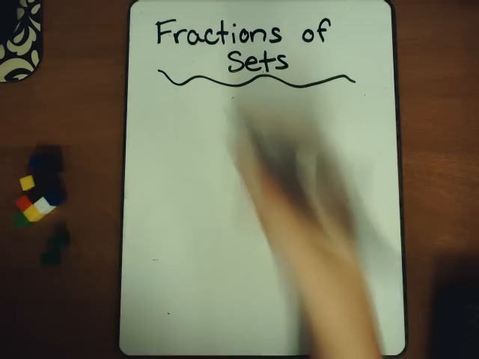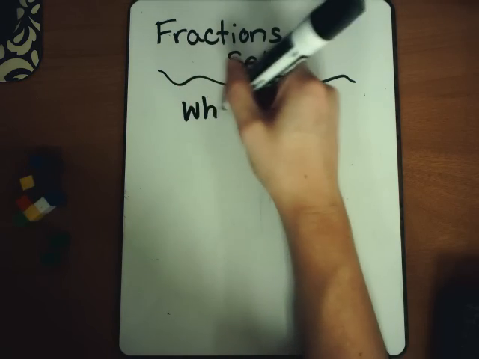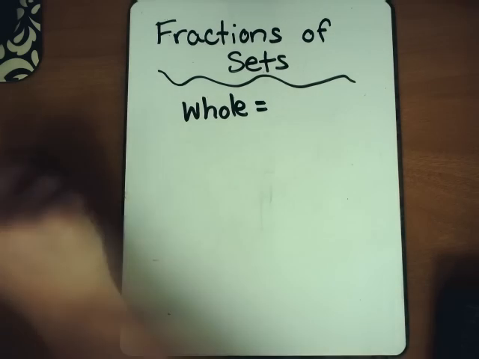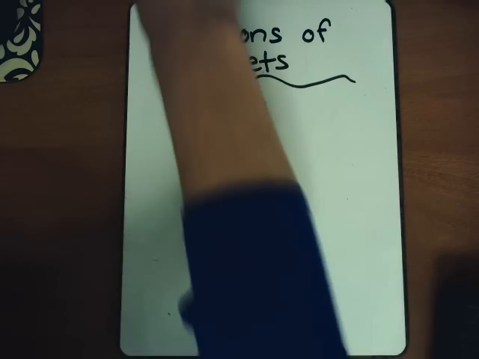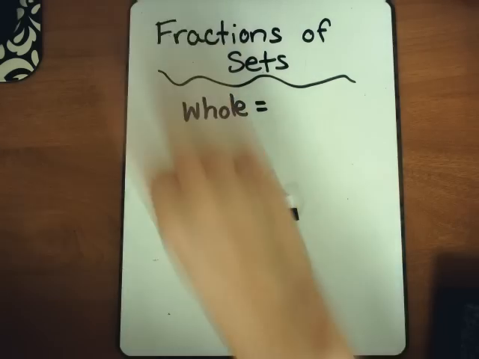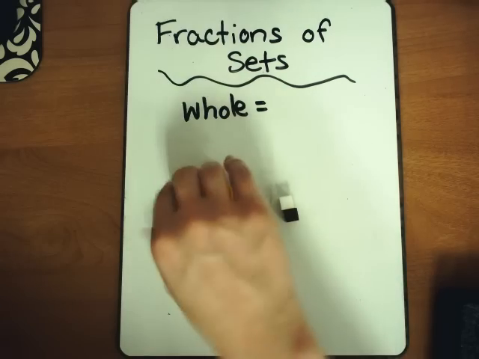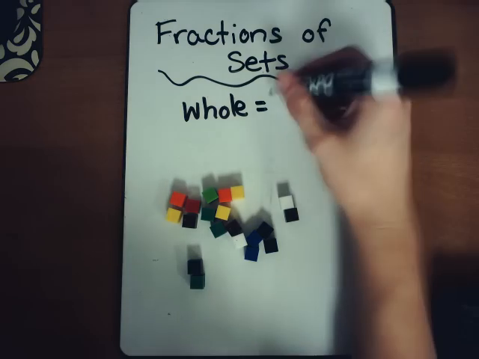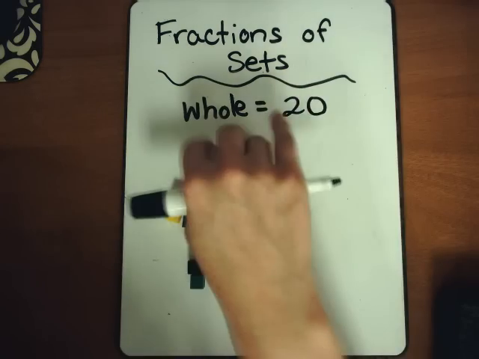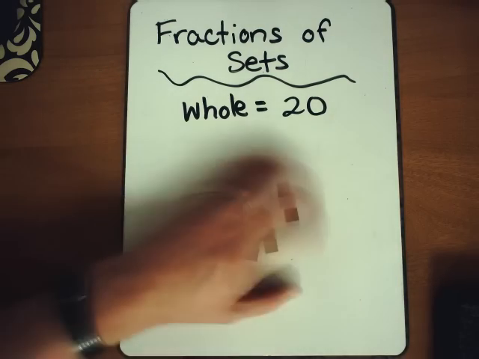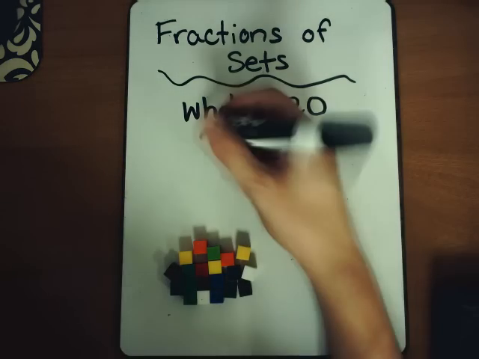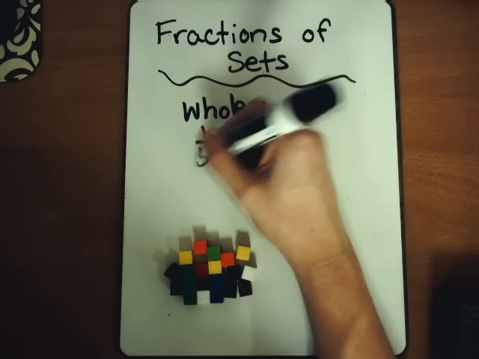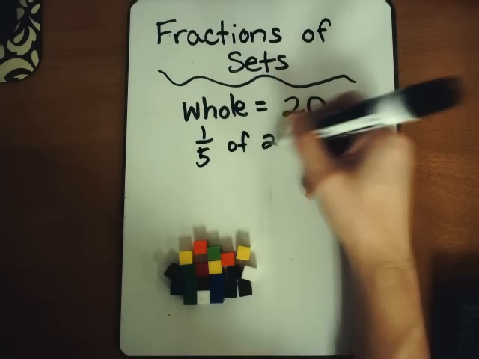Okay, so this time our whole is equal to, we had 12, and we're going to add some more. So there's the 12. We got 13, 14, 15, 16, 17, 18, 19, 20 right there. So our whole is equal to 20. Let's go ahead and write that down. And this time I want to break our whole up into fifths. So I want to figure out what 1/5 of 20 is.